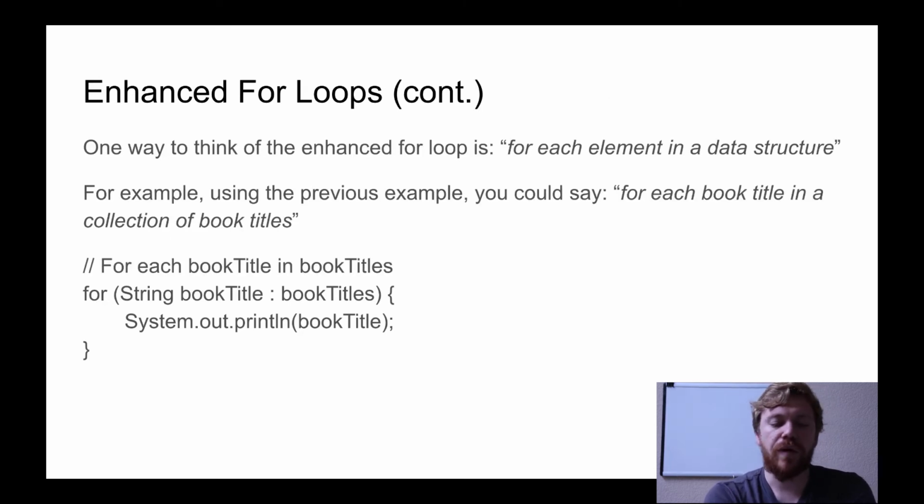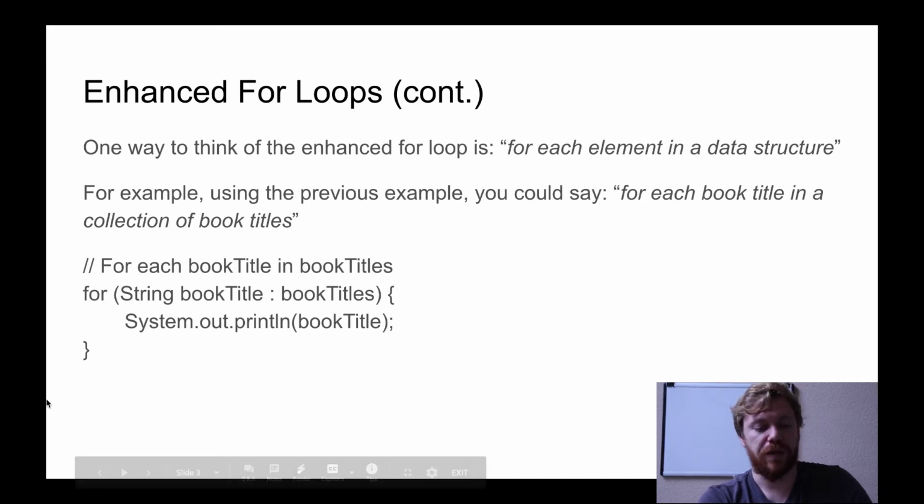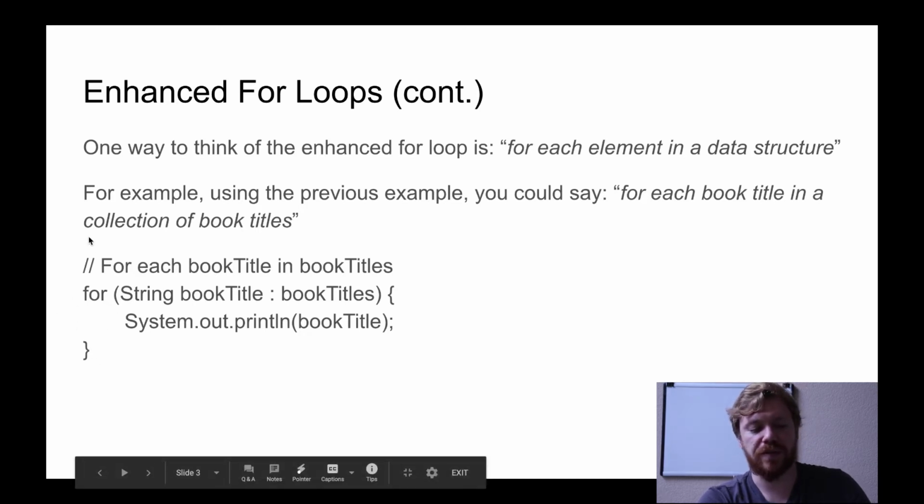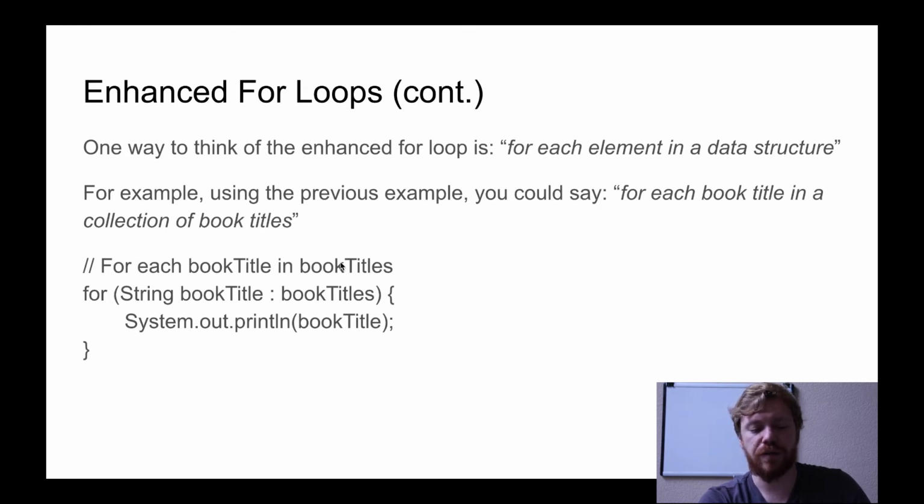And so yeah, one way to think of the enhanced for loop is for each element in a data structure, you're going to do something. In our case, we were just printing the value. And so for example, using the previous example, you could say for each book title in a collection of book titles, print the book title. And so yeah, this is just showing the same example as before, the same enhanced for loop, for each bookTitle in bookTitles.